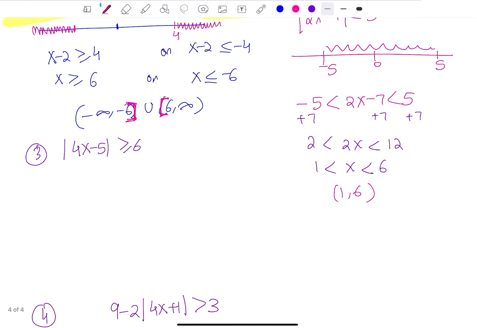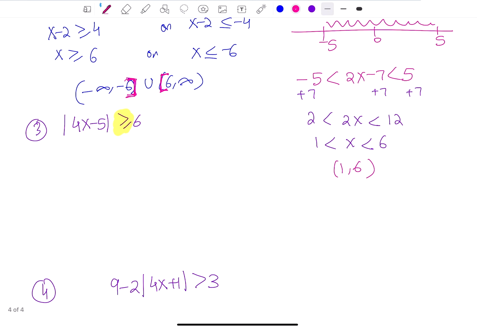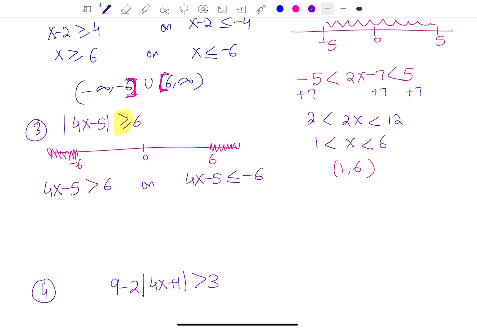Let's see another example. Here's the more symbol. Remember, more is or. When the absolute value is more, it's going to be an or problem. Think about what's happening here. We have a number whose absolute value is greater than or equal to 6. That means the number can lie to the right of 6, or the number can lie to the left of negative 6. So 4x minus 5 can be greater than or equal to 6, or 4x minus 5 can be less than or equal to negative 6. Let's go ahead and solve it.